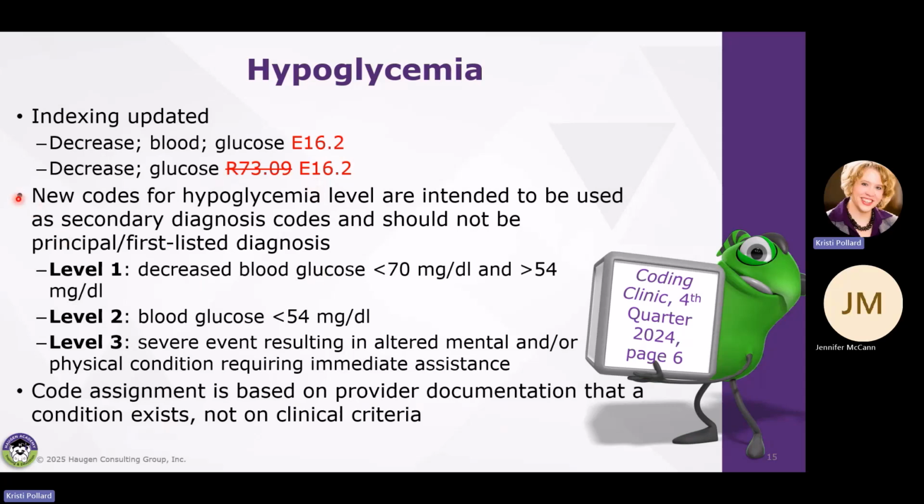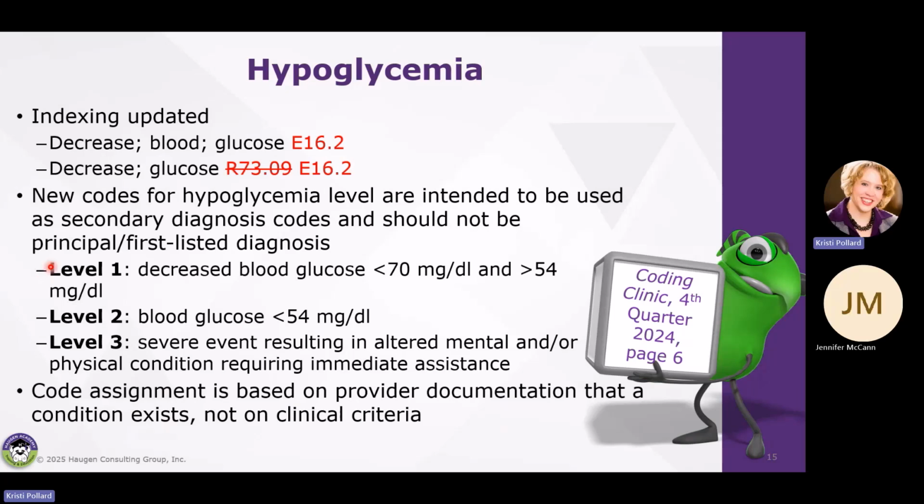And then these new codes for hypoglycemia level, just a quick note, Coding Clinic fourth quarter of 2024 always talks about the new codes that came out in October, and they just kind of reiterate that those codes are intended to be used as secondary diagnosis. They should not be first. So you need your E16.2 code first, followed by your code for the hypoglycemia level.